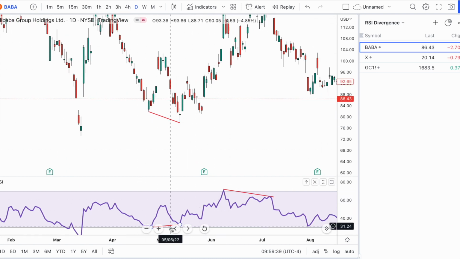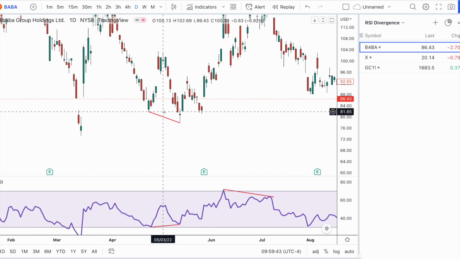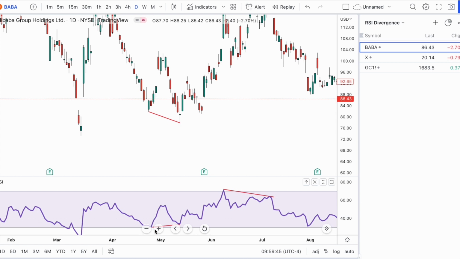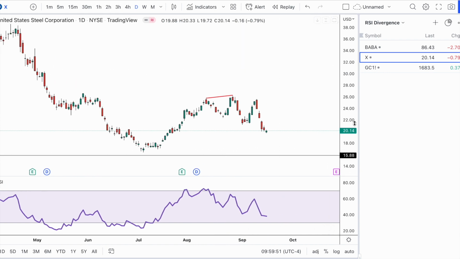RSI shows the real strength of a stock. The price is just a distraction from the real strength. So you can see here, this is a really cool divergence you can see on BABA. It's two examples right here. I'll show you one more on X.